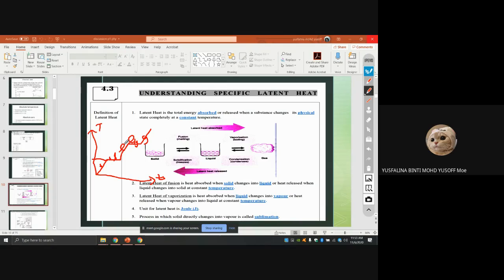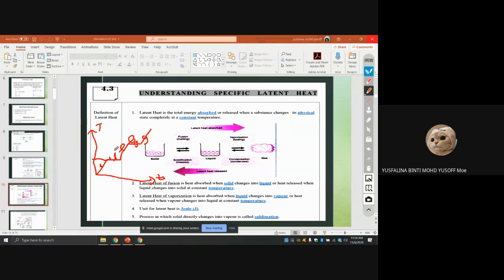And then for this part you can see the temperature increasing, so this one is specific heat capacity. And for this one, liquid changes to gas, and you can see the temperature is not changed. It's constant. So this one is specific latent heat, but latent heat of vaporization.